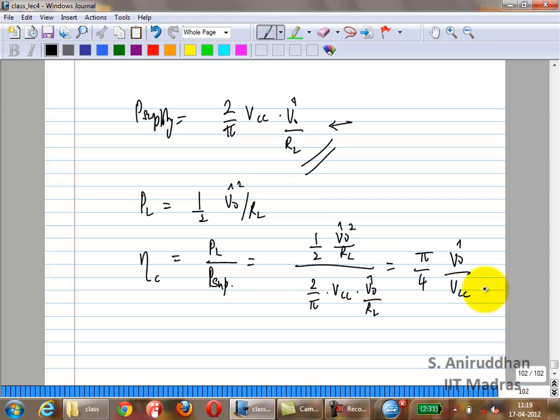Okay. So what do you expect the maximum efficiency to be? What is it? Pi by 4. Because the maximum swing is almost VCC, right? You can include VCE sat, but it's almost VCC, so it's almost pi by 4.